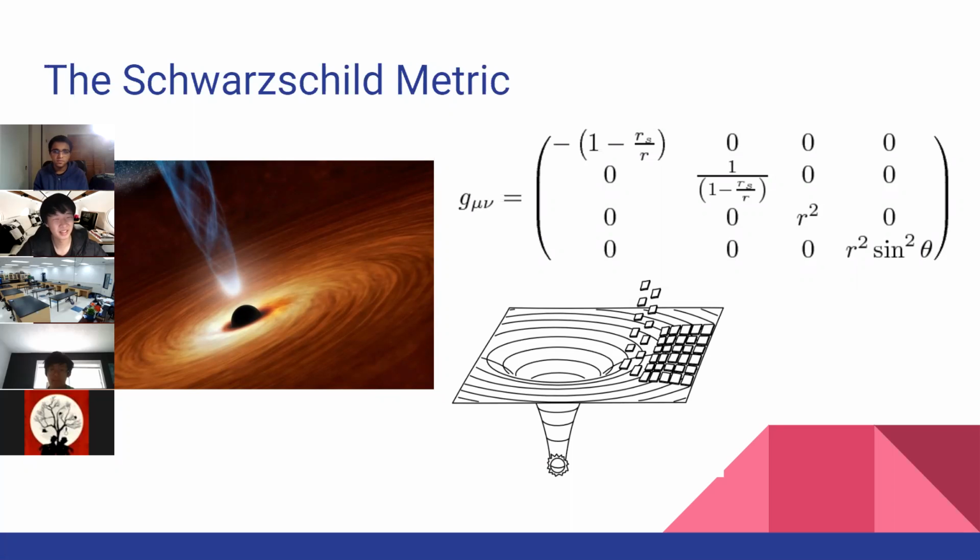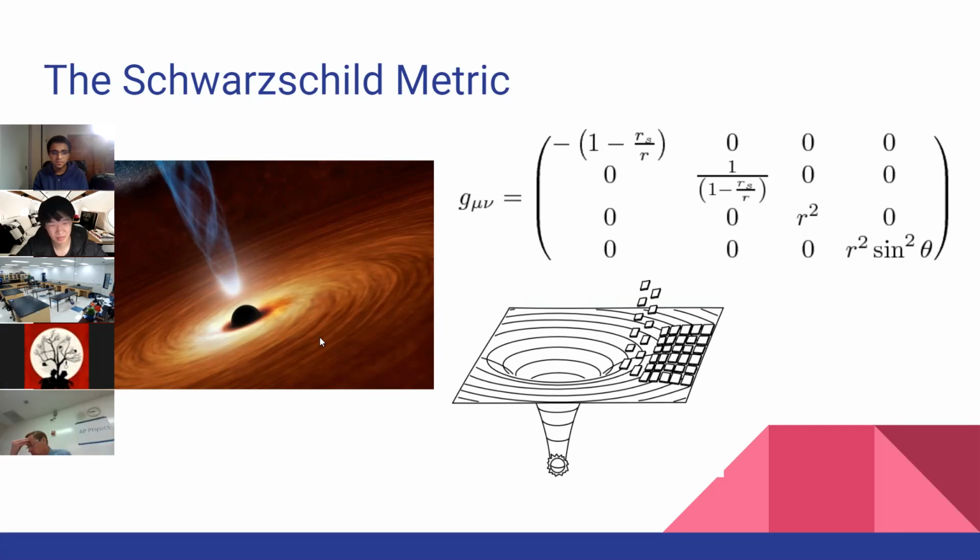Two years ago, I think they took a picture of a black hole. You can see a yellow, orange colored thing. They actually took a picture of the black hole, and it proved that people's theory is correct.